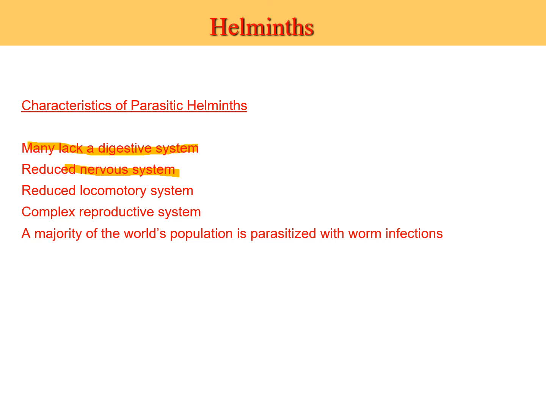They don't need to see, they don't need to hear, they don't need to do much except for move and reproduce. And even then, often they don't move much. Sometimes they just attach to the wall. So they have a reduced locomotory system. They all typically have a very complex reproductive system that is highly productive. Many eggs or offspring are produced.